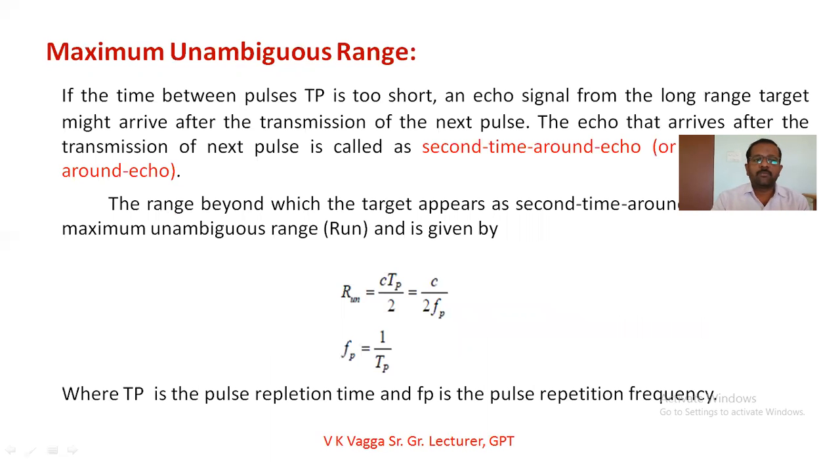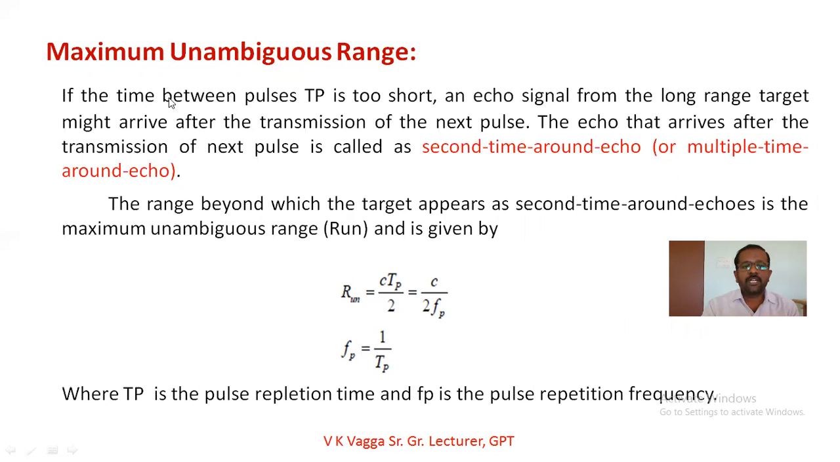And in this case, what do we mean by the unambiguous range? Okay, if the time between the pulses, TP, is too short, an echo signal from the long range target might arrive after the transmission of the next pulse. Observe here, afterwards you can write down. An echo that arrives after the transmission of the next pulse is called the second time around echo, or also the multiple time around echo.